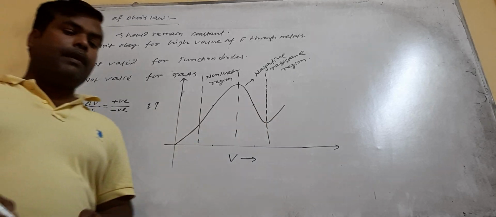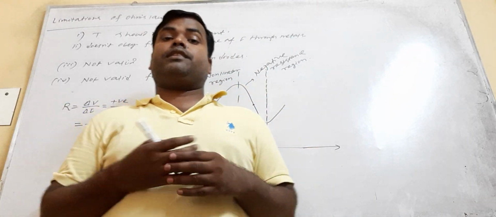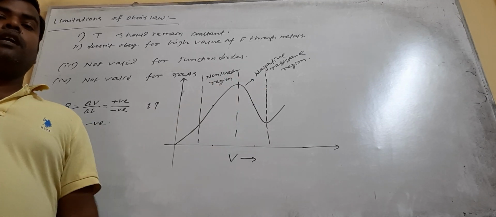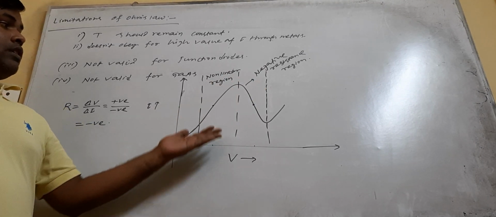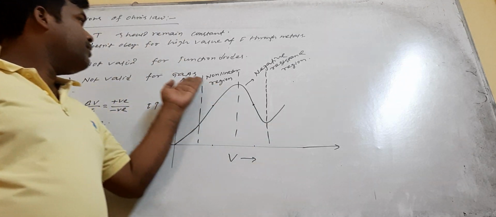But this type of behavior is not found in metals or metallic conductors. What is your conclusion? Here also Ohm's law is not valid in the case of gallium arsenide, GaAs.